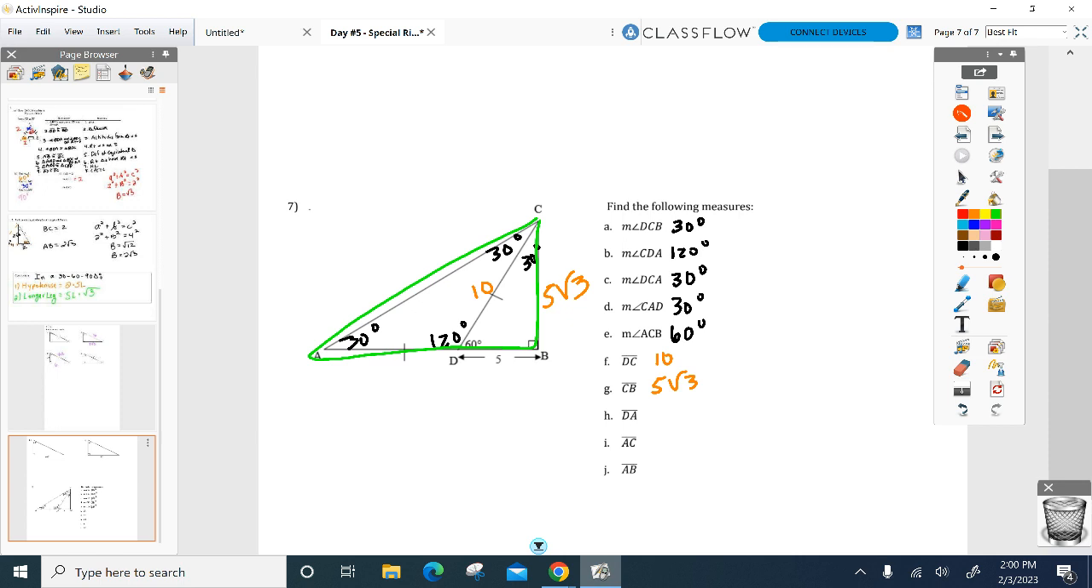Look where, in the big triangle, look where it's across from. That's the shorter. Shorter. Another minute. Find the longer and the hypotenuse if you haven't already in your group. Find the longer and the hypotenuse now. You know CB is 5 radical 3. What about CA and AB?